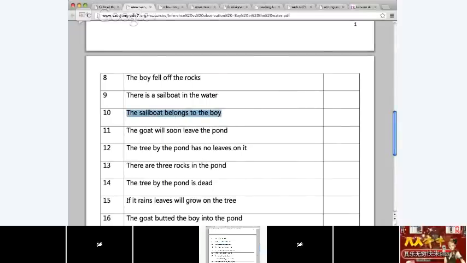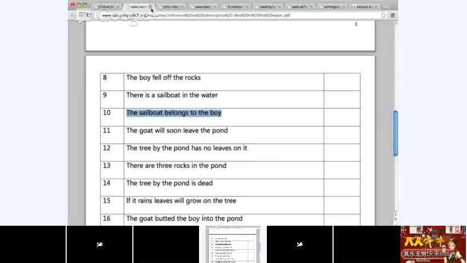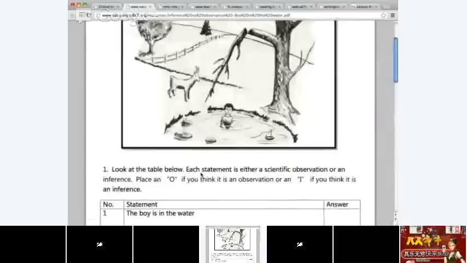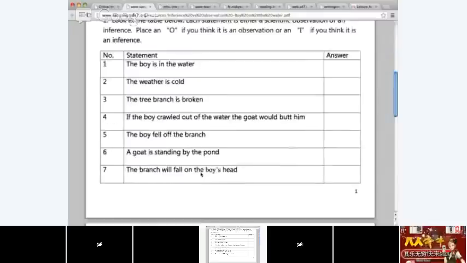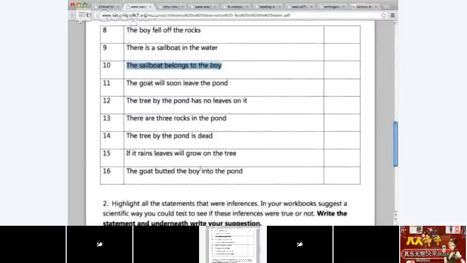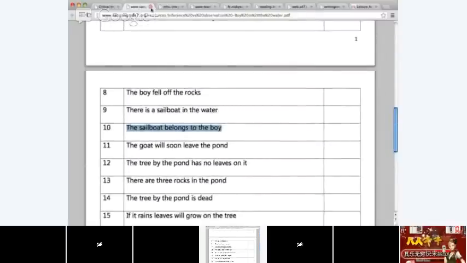Yeah, exactly. Okay? So observations are what we see, and what is a fact. It cannot be argued. We can argue that the sailboat is not the boy's. Okay? Any questions on observations and inferences? I think we get it now, right? Yeah, I think so. Okay.